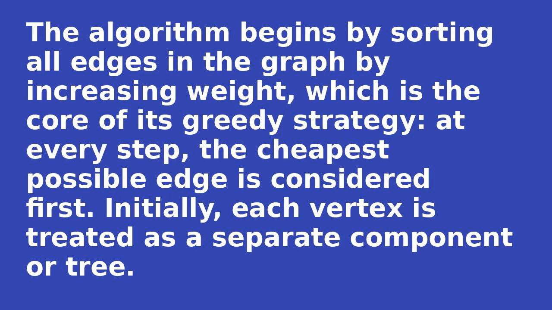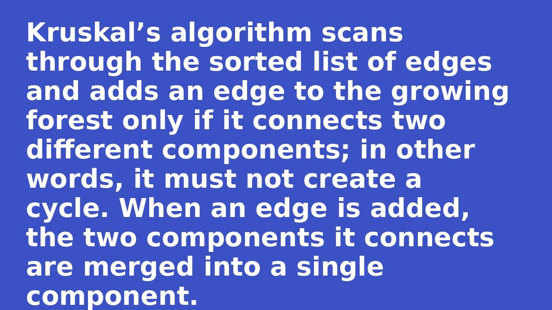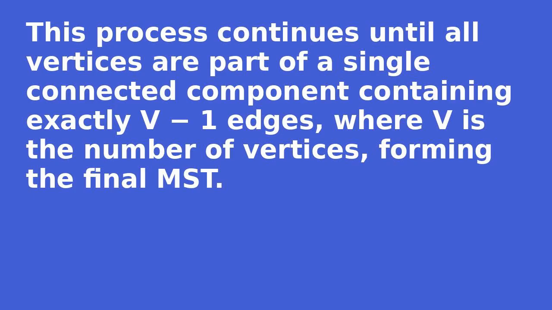Initially, each vertex is treated as a separate component or tree. Kruskal's algorithm scans through the sorted list of edges and adds an edge to the growing forest only if it connects two different components. In other words, it must not create a cycle. When an edge is added, the two components it connects are merged into a single component. This process continues until all vertices are part of a single connected component containing exactly V-1 edges, where V is the number of vertices, forming the final MST.